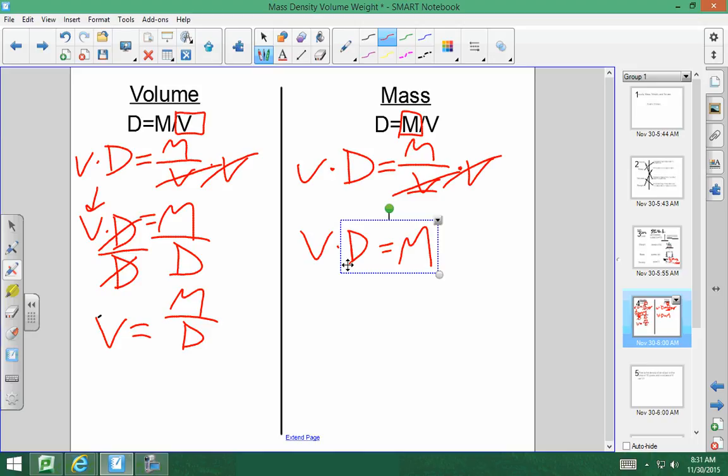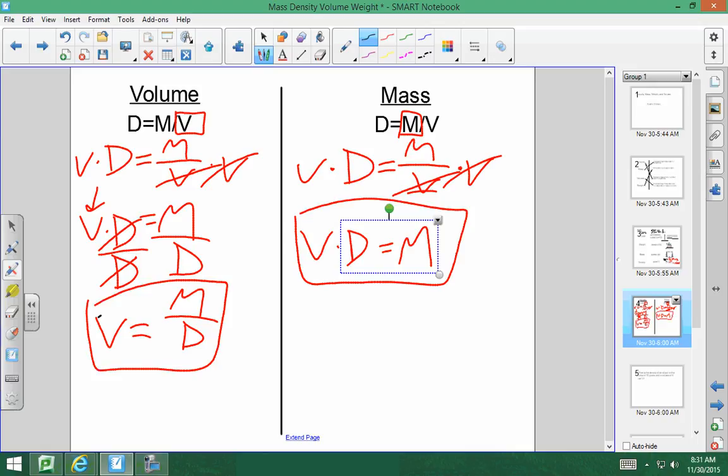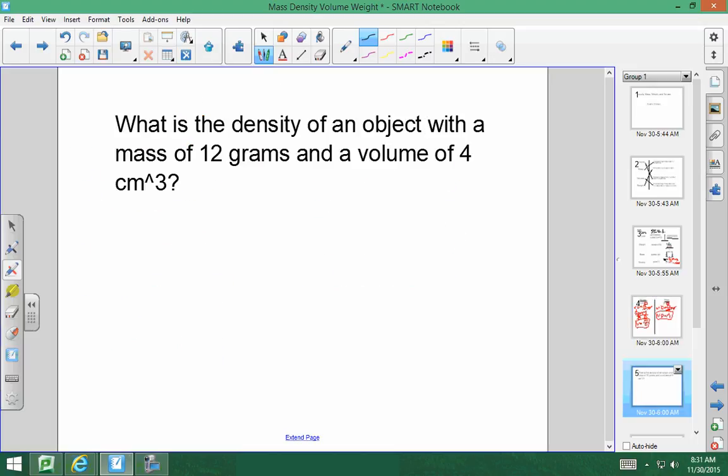Okay, it's important on this slide to remember these final equations here and here. So let's do some practice problems.